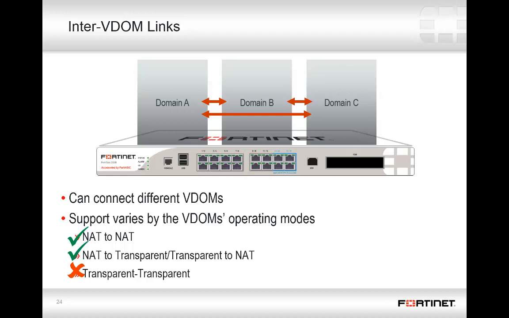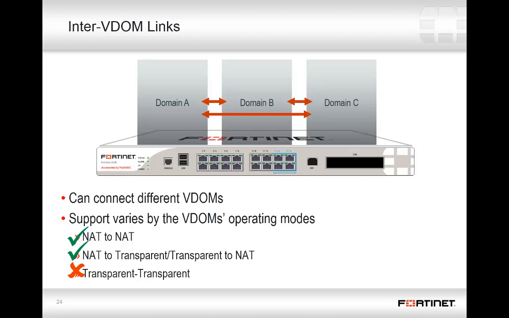With inter-VDOM links, you won't send traffic out through a physical cable or VLAN, then back into the same FortiGate to reach another VDOM. Inter-VDOM links are a type of virtual interface. Note that, like with inter-VLAN routing, Layer 3 must be involved. You cannot create an inter-VDOM link between Layer 2 transparent mode VDOMs. At least one of the VDOMs must be operating in NAT mode.